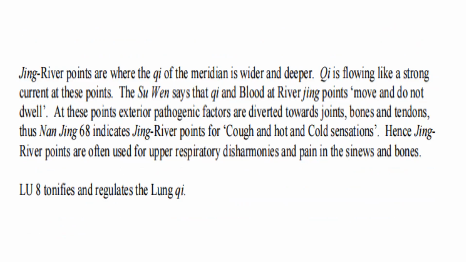The Suwen says the qi and blood at River Jing points move and do not dwell. At these points, exterior pathogenic factors are diverted towards joints, bones, and tendons. Thus, the Nanjing indicates Jing River points for cough and hot and cold sensations. Hence, Jing River points are often used for upper respiratory disharmonies and pain in the sinews and bones.